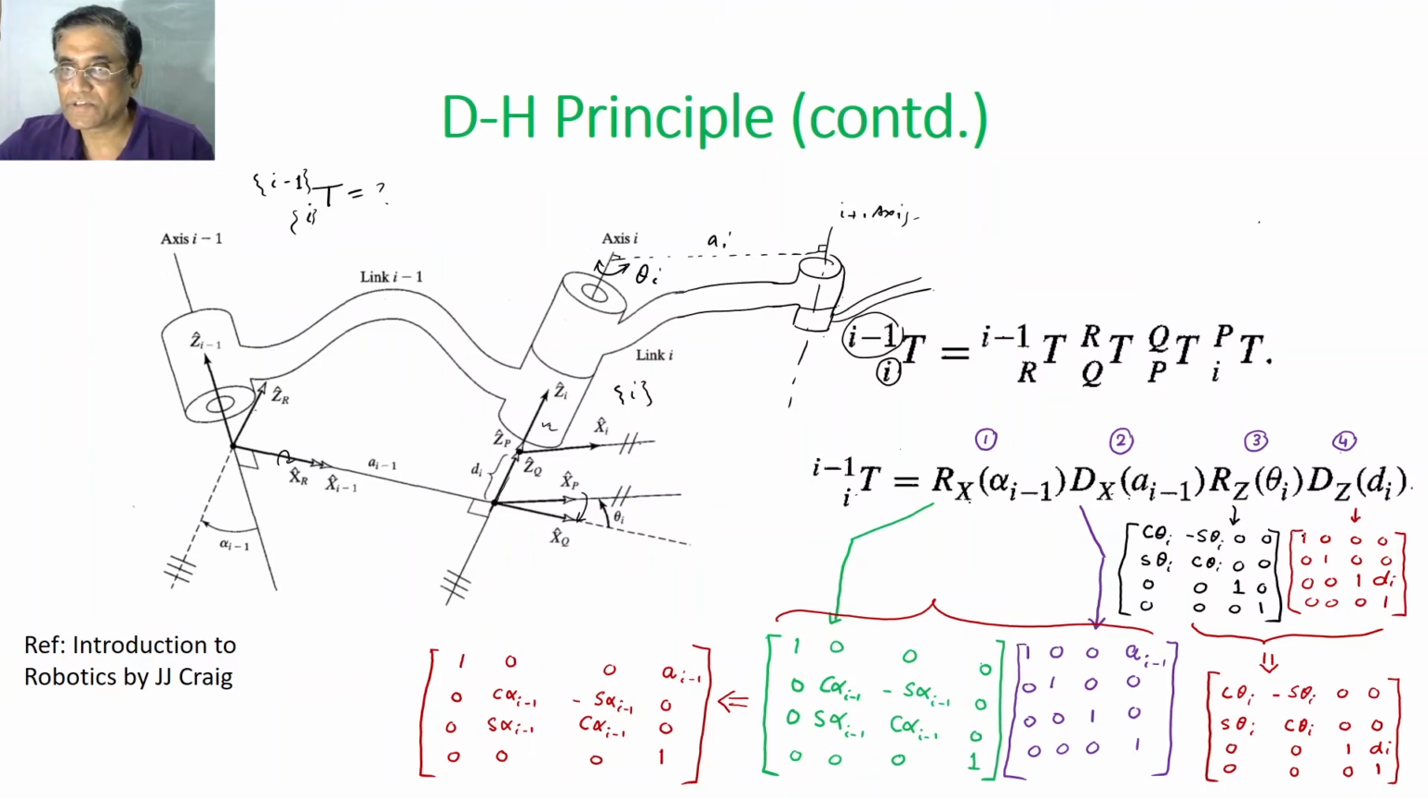Now you understood. So what is this matrix? This is very very nice. So this 4 cross 4 matrix, rotation about x by an amount alpha I minus 1. So 1 0 0 0. This is 0 0.